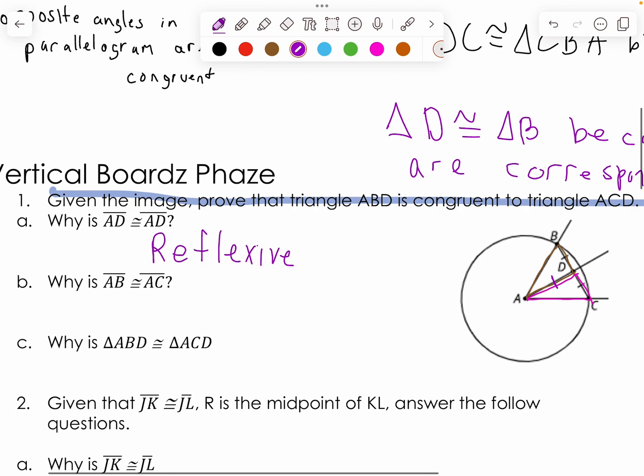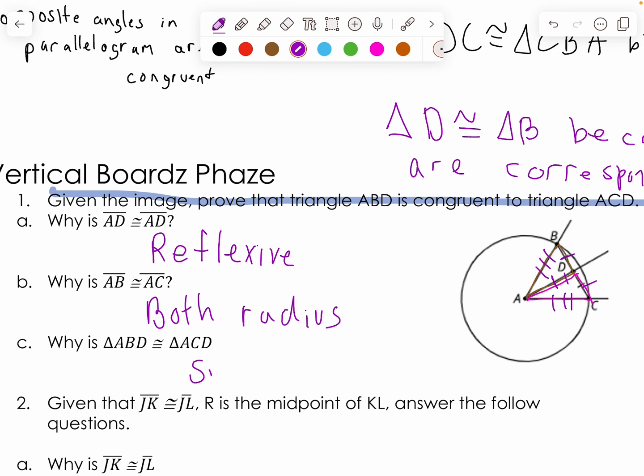Why is AB congruent to AC? Both are a radius. And then it was given that BD and DC are congruent. So we have a reflexive, both are a radius, and the other side was given congruent. So by side, side, side.